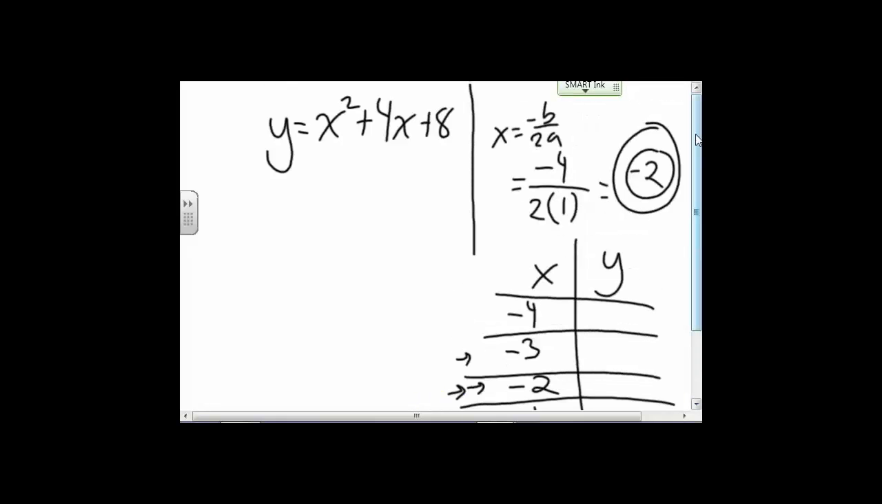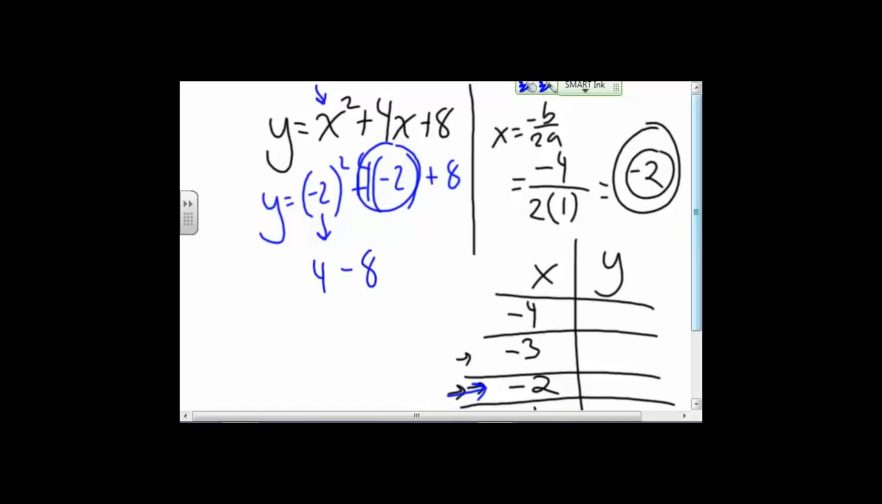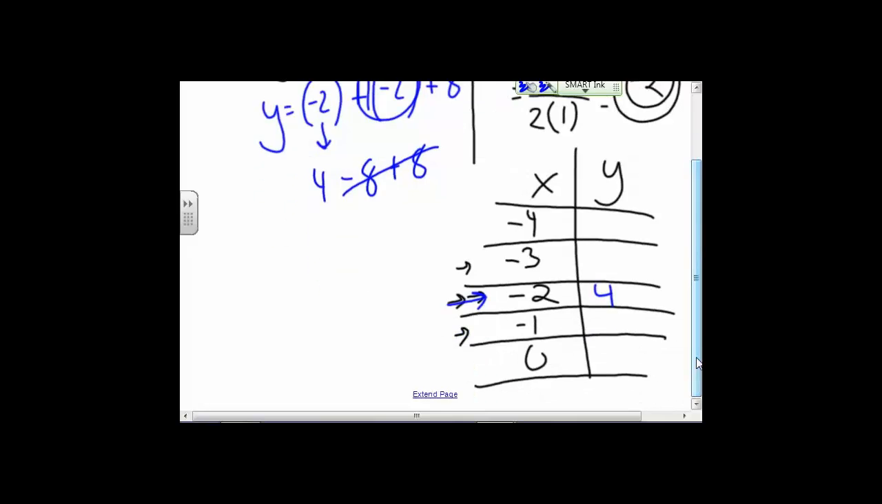All right, so let's go ahead and plug in this negative 2 right here. So we have y is equal to negative 2 squared plus 4 times negative 2 plus 8. So this becomes 4, and this becomes minus 8, and this is plus 8. These cancel each other out, and I get, not the y-intercept, but just a y value of 4.